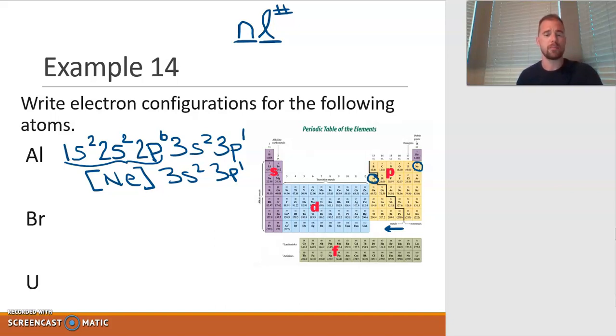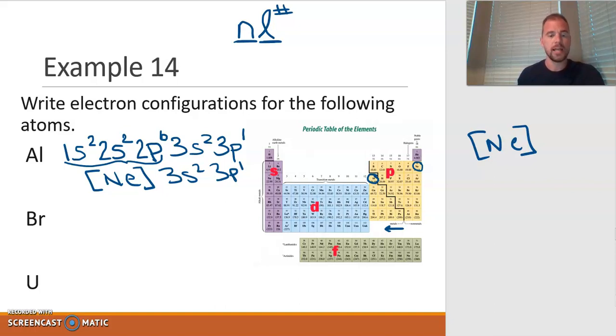Now, before we move on to bromine, some students always ask, well, what if you asked me to write the electron configuration for neon? Can I just do this? And the answer is yes, that would be the electron configuration for neon. So you're probably hoping I'll ask you a bunch of those questions on the exam. I won't, but that's what you would do.